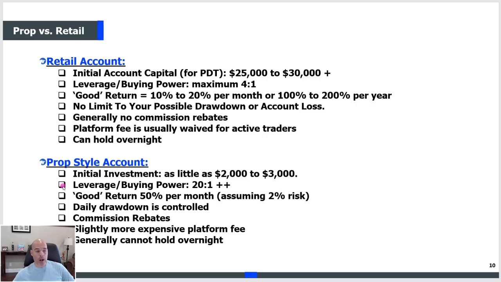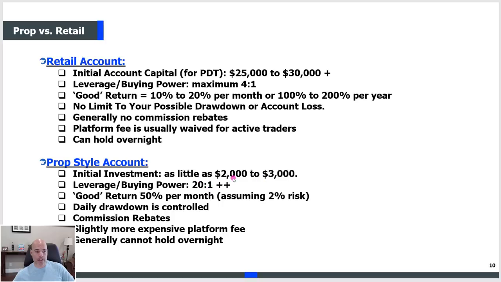When you switch to a prop style account, proprietary trading account, you can get in. You can open an account for $2,000 or $3,000. Now, to be clear, you can open a retail account for $2,000, guys. You can open a retail account for $500, but you only get 3 trades a week. That's the difference. Whereas with a prop account, you can open it for $2,000 or $3,000 risk capital, but you get unlimited trades, okay? You usually get 20-to-1 leverage or buying power.